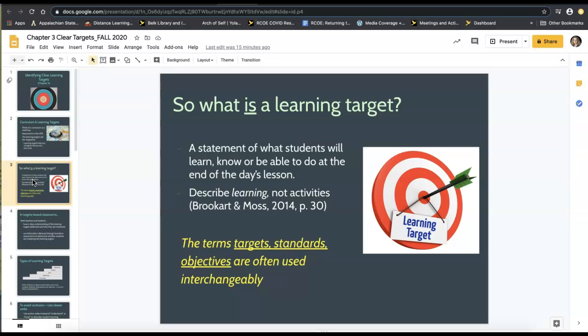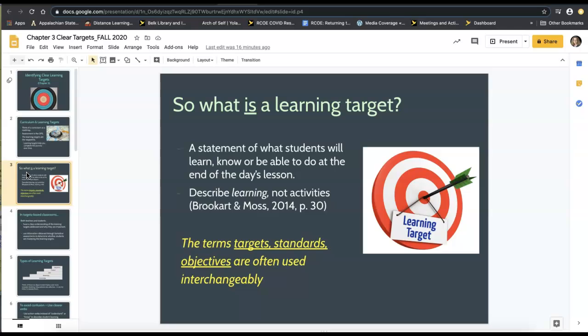So if you have a learning target, or you think it's a learning target, that tells what you are going to do as a teacher, or an activity that you're going to do, you need to step back and think, okay, what is the purpose of that activity? And then use that to develop your target. We're going to use the term learning target to talk about those lesson level targets.